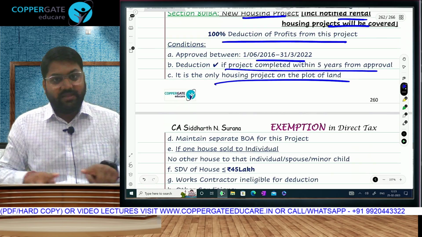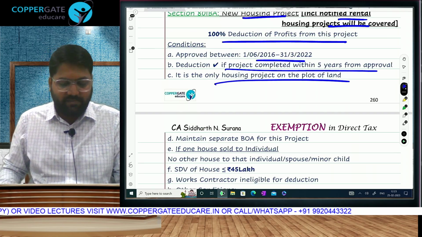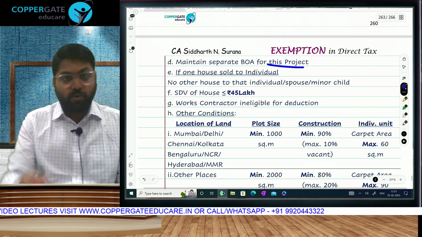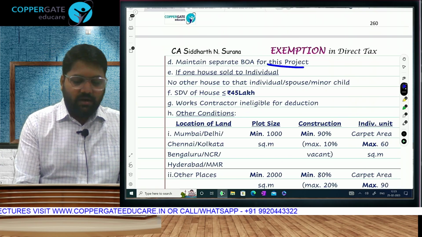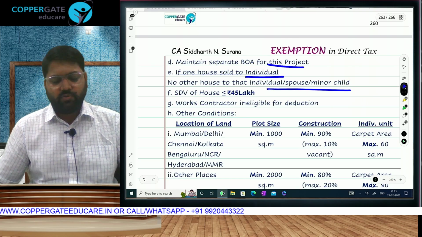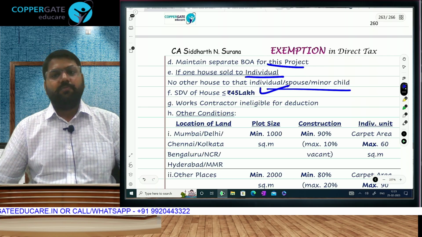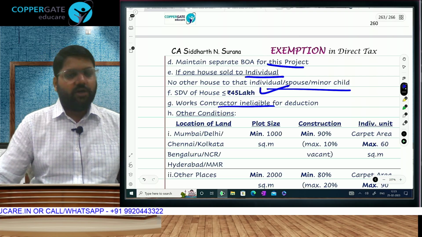Only one project on that land parcel. You cannot have a small housing project and then a bigger luxury project on the same land. Separate books of accounts for this project to prove that it is fulfilling the conditions. In this project, if you sell one house to any individual, then you cannot sell any other house to that individual, their spouse or minor child. The stamp duty value of the house should not be more than 45 lakh. If you are only a contractor, you are not eligible.